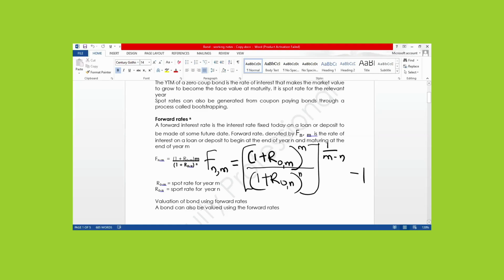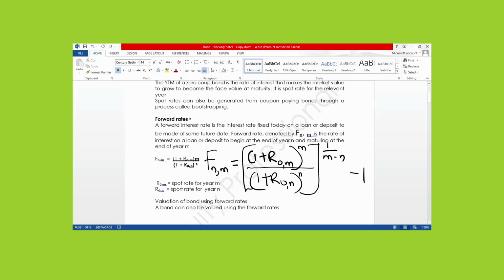At times, you might need to estimate the rate yourself. At times, the examiner will give you the forward rates. On some occasions, the examiner will ask you to estimate the forward rate yourself.